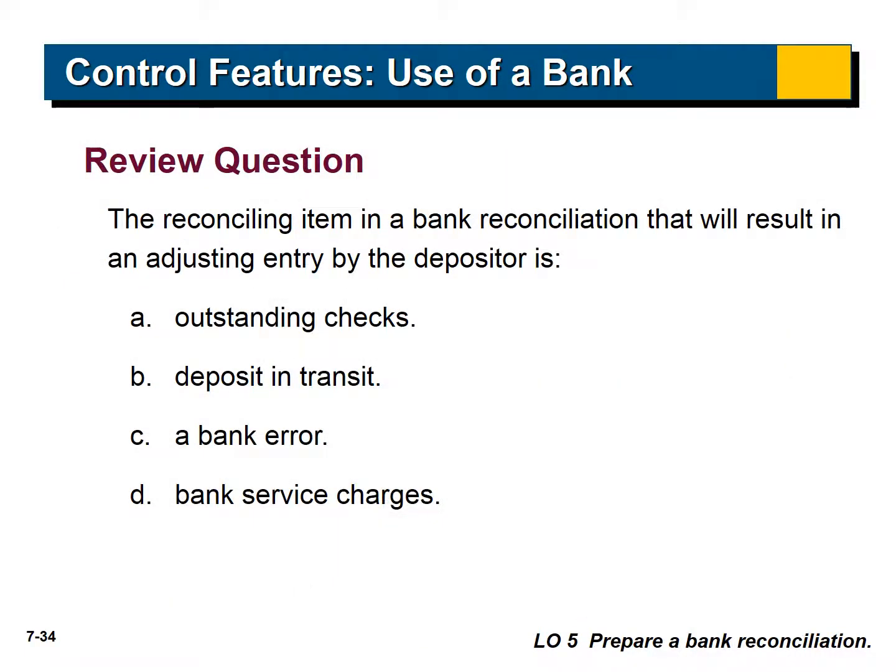The reconciling item in a bank reconciliation that will result in an adjusting entry by the depositor, that is the company, is what? Well, it's one of those things on the adjustment to the book side. The outstanding checks, deposits in transit, and service charge are all on the bank side. So therefore, I said bank service charge, I meant bank error. The reason why we have to record this, we need an adjusting entry, is because the bank charges us something and we have yet to report it. So we need to get it onto our books.